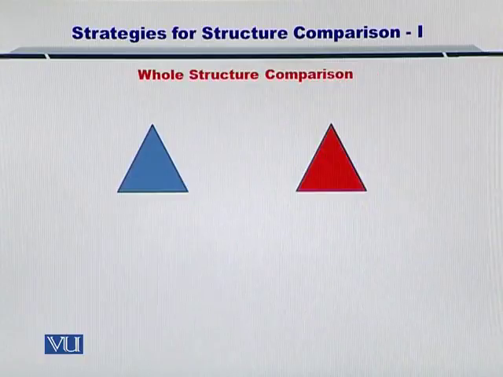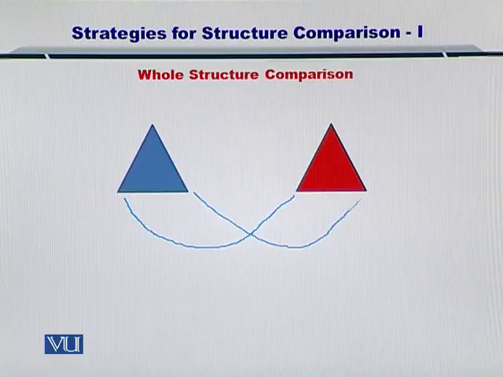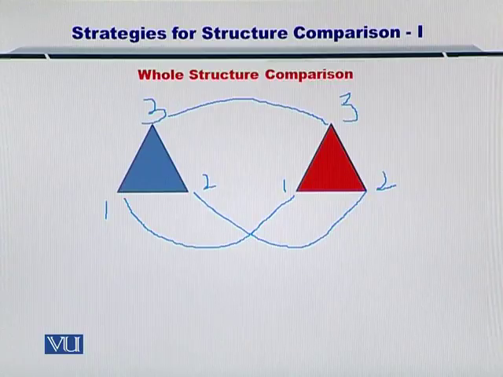In this example, I will talk about two proteins, the blue and red one shown here with triangles. The first step in our strategy was to compare the alpha carbons and see which ones correspond to each other. So in this case, alpha carbon 1 corresponds to alpha carbon 1 on this, 2 corresponds to 2 here, and 3 corresponds to 3 in this protein.